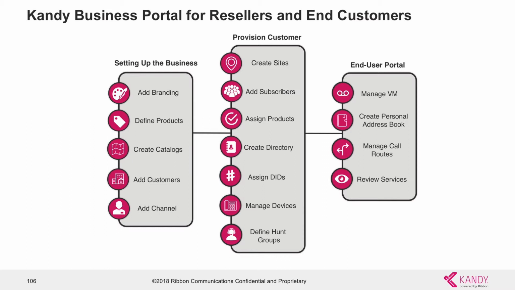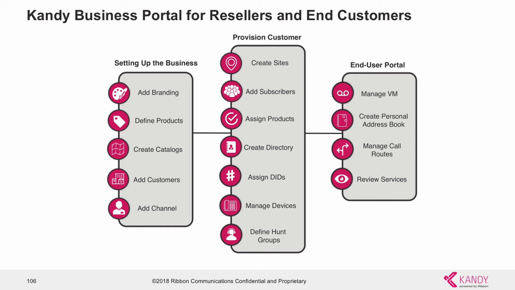And finally, the end users can access another portal where they can see their voicemail, they can manage their personal address book, they can create call routes based on the time of the day or week, the caller ID, or even presence status, and many other triggers that define what an incoming call does. And they can also define what's going to happen with that incoming call. For example, forward it to the mobile, forward it to voicemail, or simply reject it.